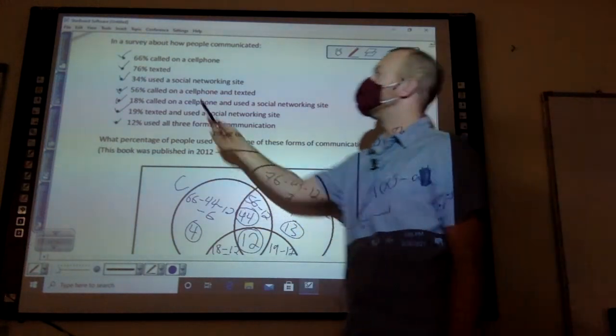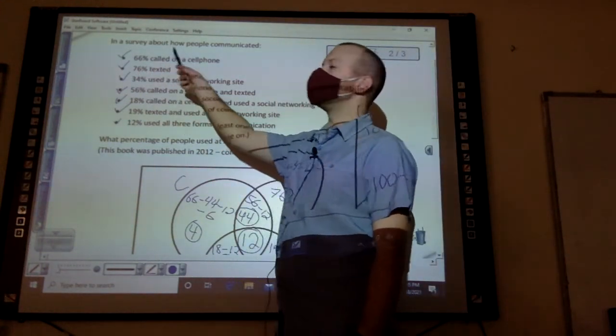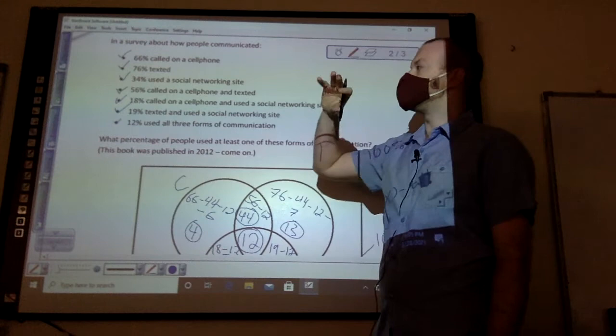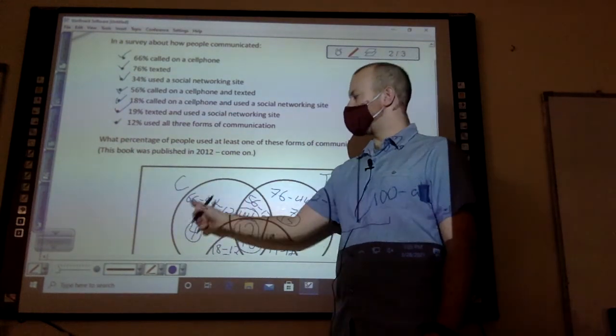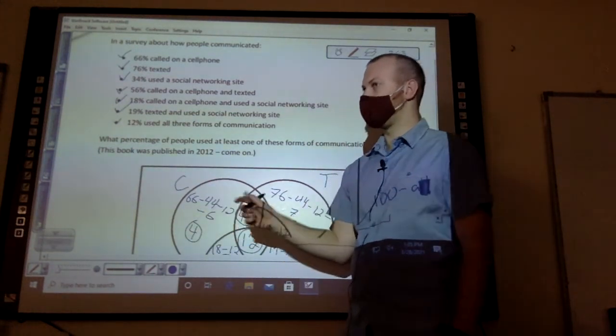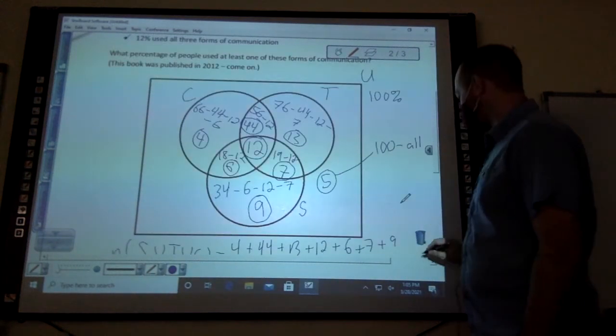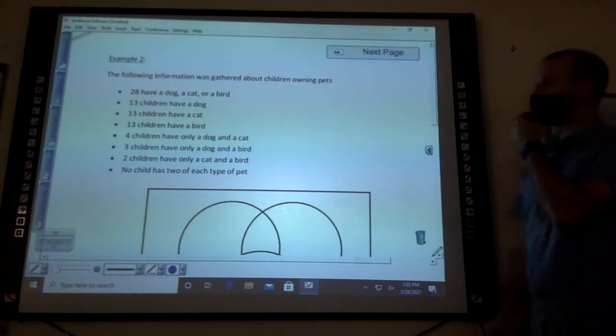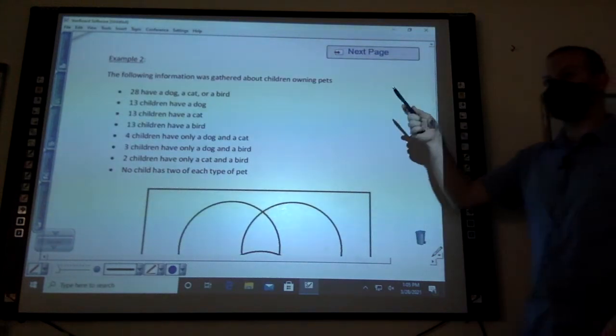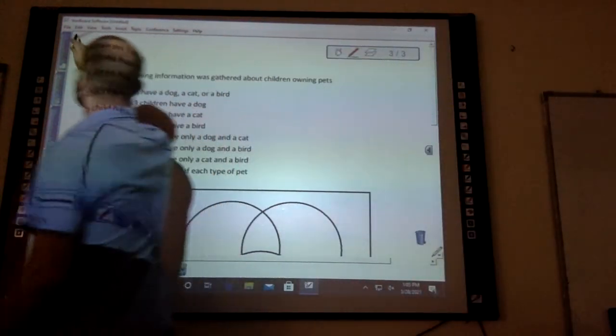So they might say 66 only called on the cell phone. So if they only called on the cell phone, that would be this outer region. And you just need to be able to read what it says carefully.